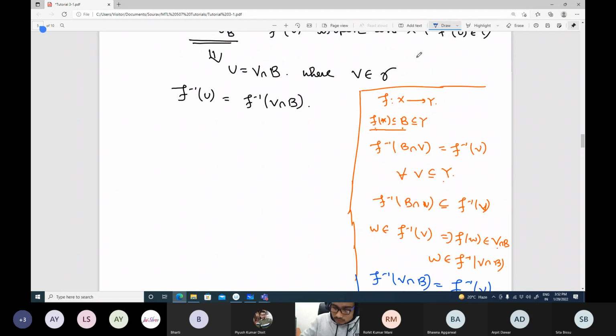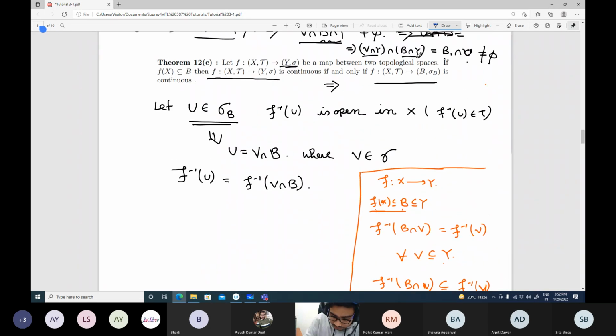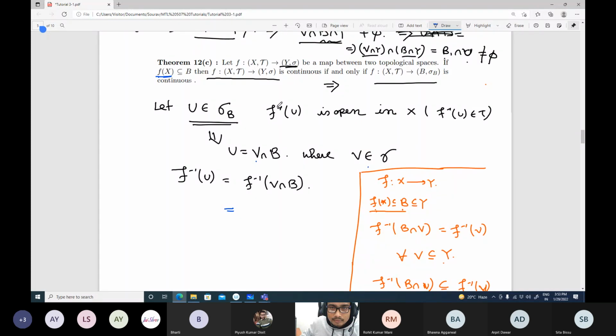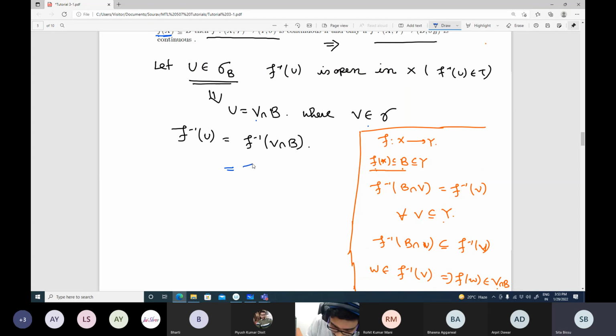Okay. So now from here, our B contains F(X), and V belongs to sigma and V is a subset of Y. Then from here, what can you say? This is F inverse of V. Now V belongs to tau.